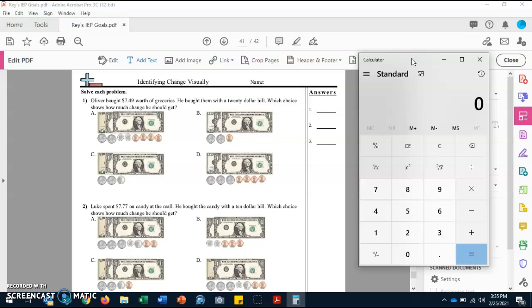Teachers, please dismiss bus 6. Teachers, please dismiss bus 6.